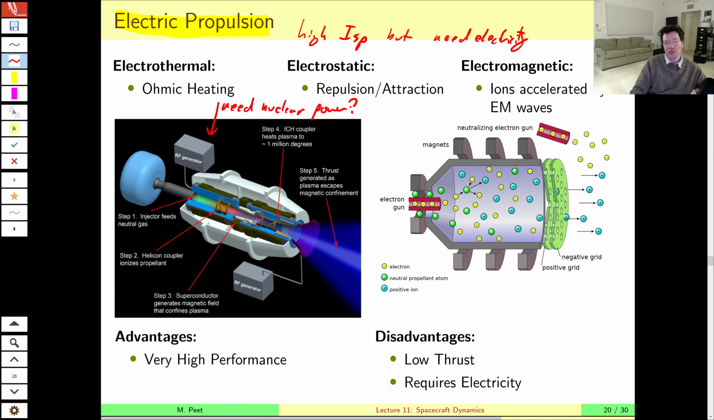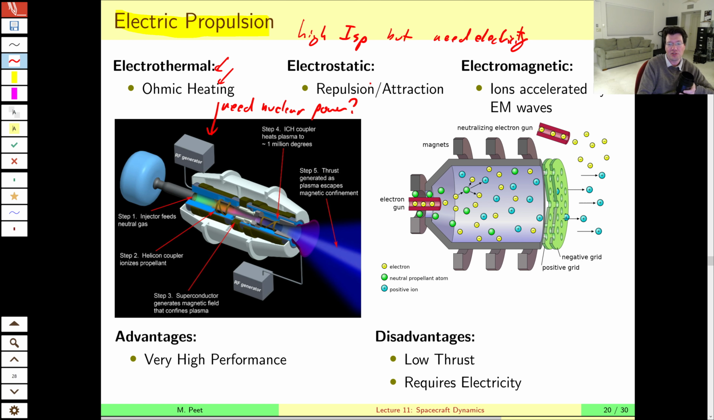All right, so they're generally organized into three categories: the electrothermal, so that's basically resistance heating. You pass current through a resistor. It produces heat, you get high temperatures, and it spits out the back of the rocket.